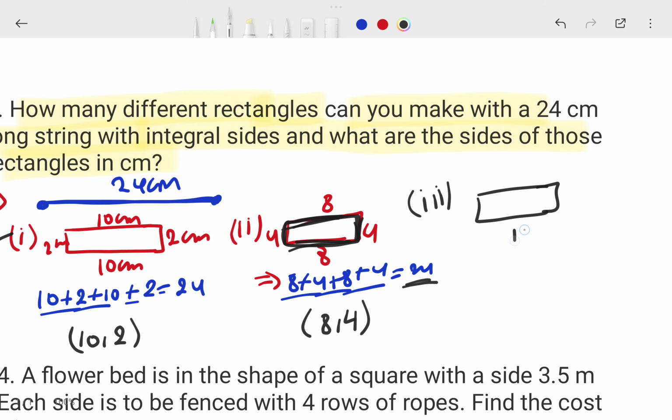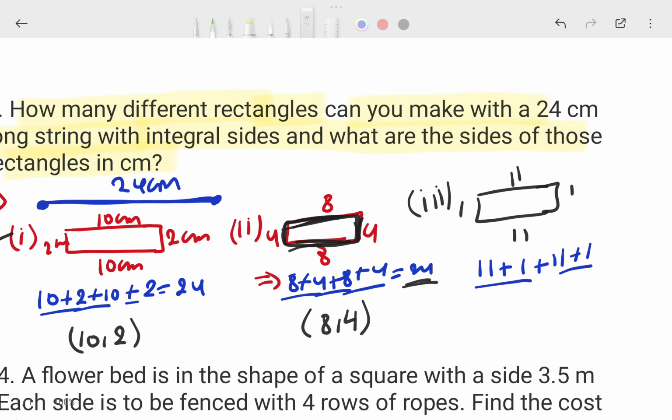Let's suppose this is 11, this is 11, and this is 1 and 1. So this is 11 plus 1 plus 11 plus 1, which is 12, and this is also 12. So this is 12 plus 12. So how much is it? It is going to be 24 only now. So this is going to be 24.